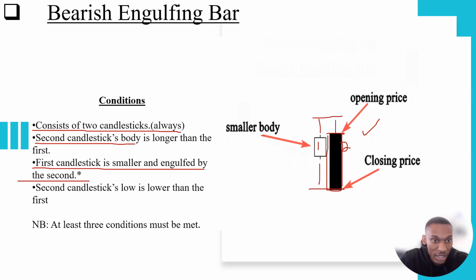And then the fourth condition is the second candlestick's low is lower than the first. You remember, guys, a candlestick consists of a low, the components of a candlestick. So this is what I'm saying. Here's the low of the second candlestick, and here's the high. Here's the high of the first candlestick, and here's the low. So the second candlestick's low has to be lower than the first one. You can clearly see here, it is lower, and now this condition is met.